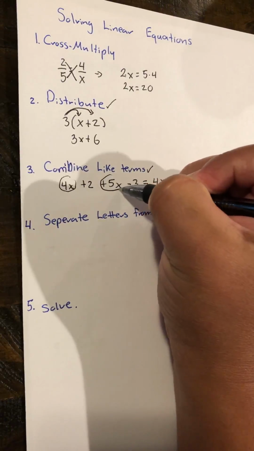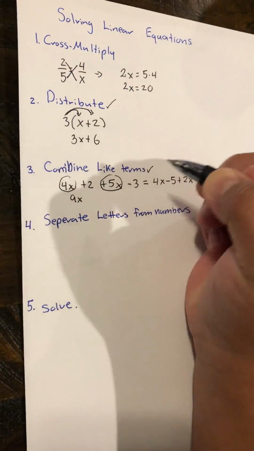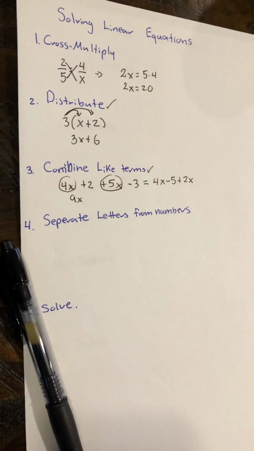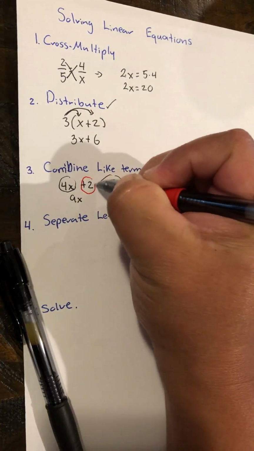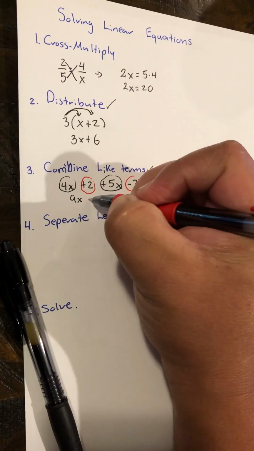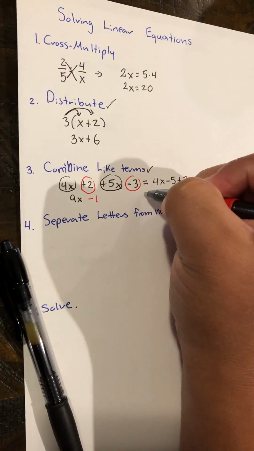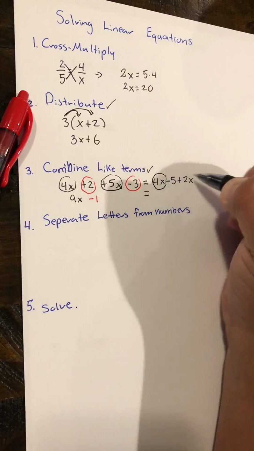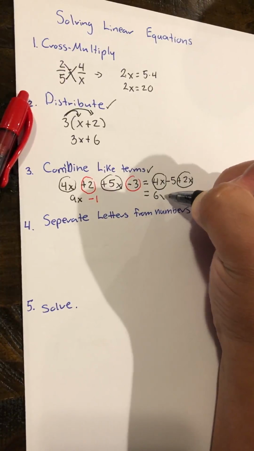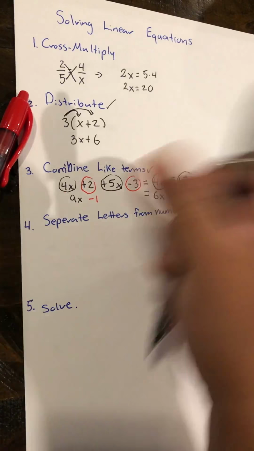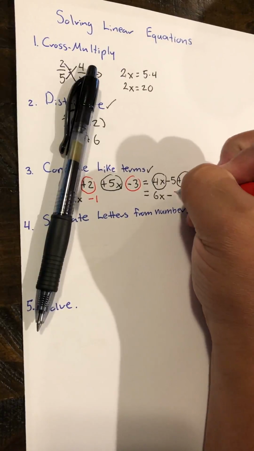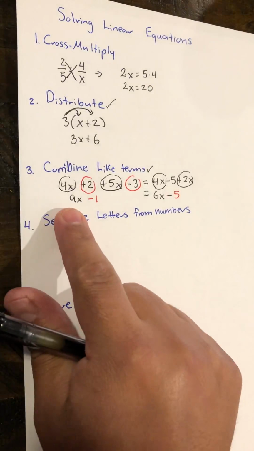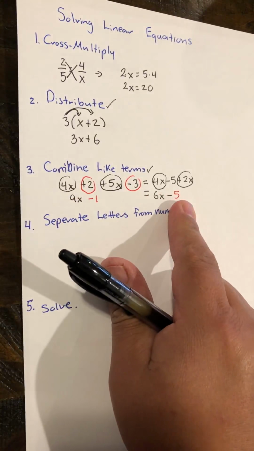This one and this one will be 9x. And then maybe with a different color, I'll use red. This one and this one give me -1. Then let me go work on the other side. On the other side, I can combine this one and this one. That gives me 6x, and then I'll just bring down the -5. Then we're done with this step. We've combined the like terms on each side.